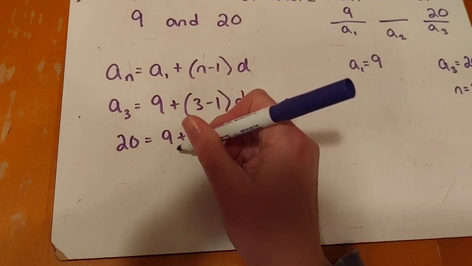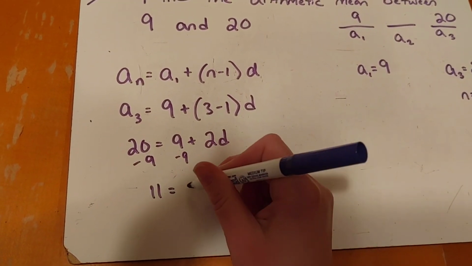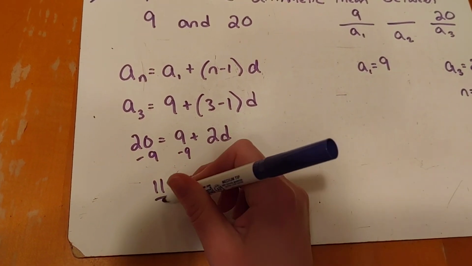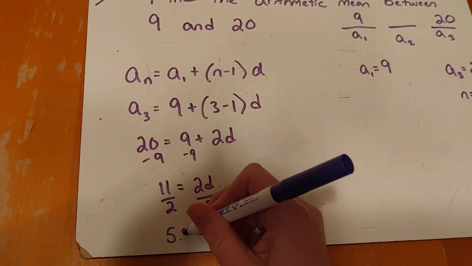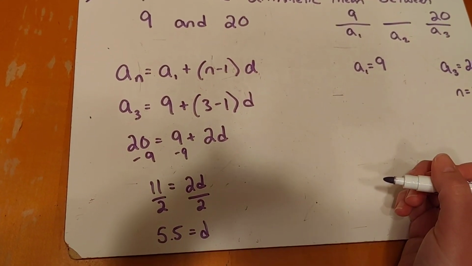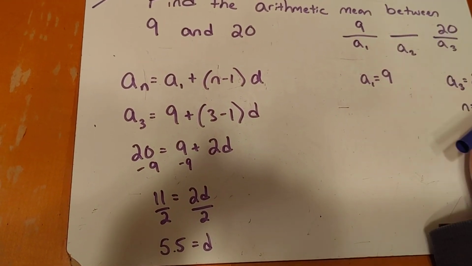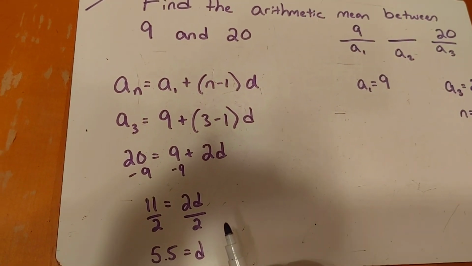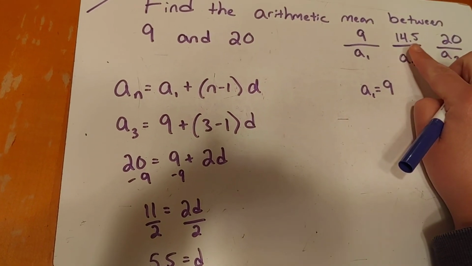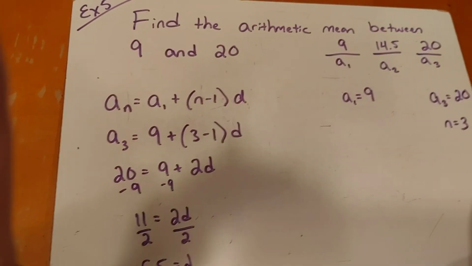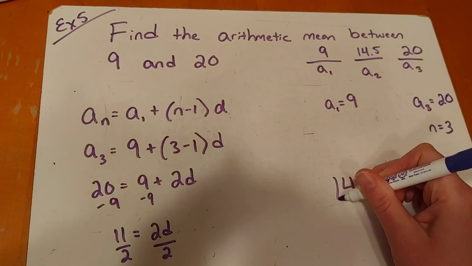All right, I'm solving for D. Let me subtract 9 on both sides. That would mean, ooh, this is going to be ugly. 11 equals 2D. Divide both sides by 2. D equals, I guess I'll change it to a 5.5 in this case. 5.5 or 11 over 2. Either one is fine. Now that we have D, let's just go ahead and apply it rather than come up with the formula. So it is 9 plus 5.5, 14.5. Add 5.5 to that, and I do get 20. So this works. That means the arithmetic mean between 9 and 20 is 14.5.